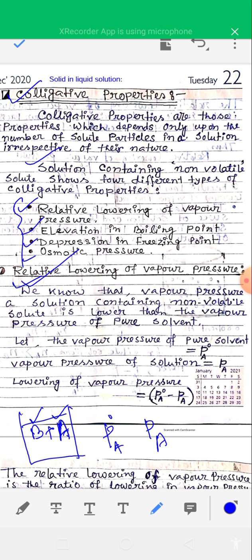And now see, after forming the solution by mixing a non-volatile solid solute in a liquid solvent, there will be a lowering of vapor pressure, and the lowering of vapor pressure is PA naught minus PA. This is the lowering of vapor pressure, where PA naught is the vapor pressure of pure solvent and PA is the vapor pressure of solution. So PA naught minus PA is the lowering of vapor pressure of the solution.